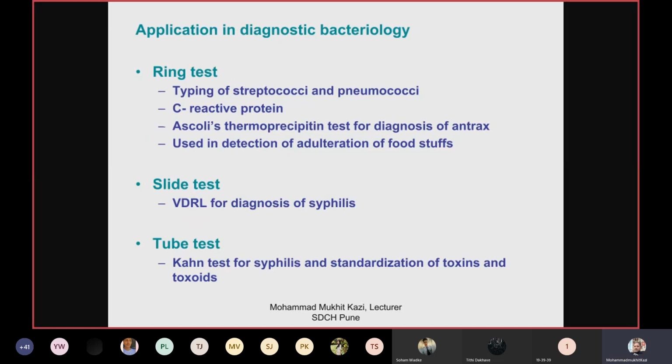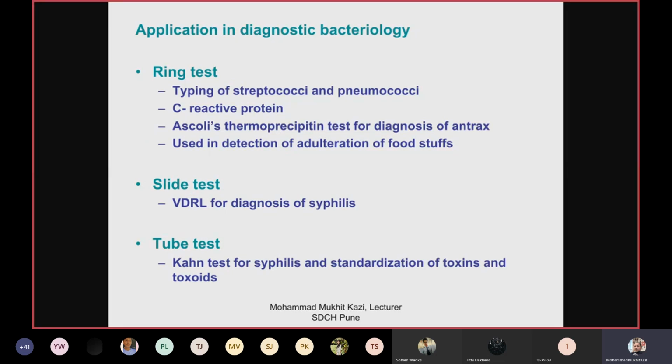And what is the slide test? It is useful for diagnosis of syphilis. Syphilis is a sexually transmitted disease caused by Treponema pallidum, which is diagnosed by the slide test. The same test can also be done as a tube test, and it is called the Kahn test. When we do it as a slide test, I'll show you in today's practical at 11 o'clock, the VDRL tile, which we have in our college, which is useful for the slide test.